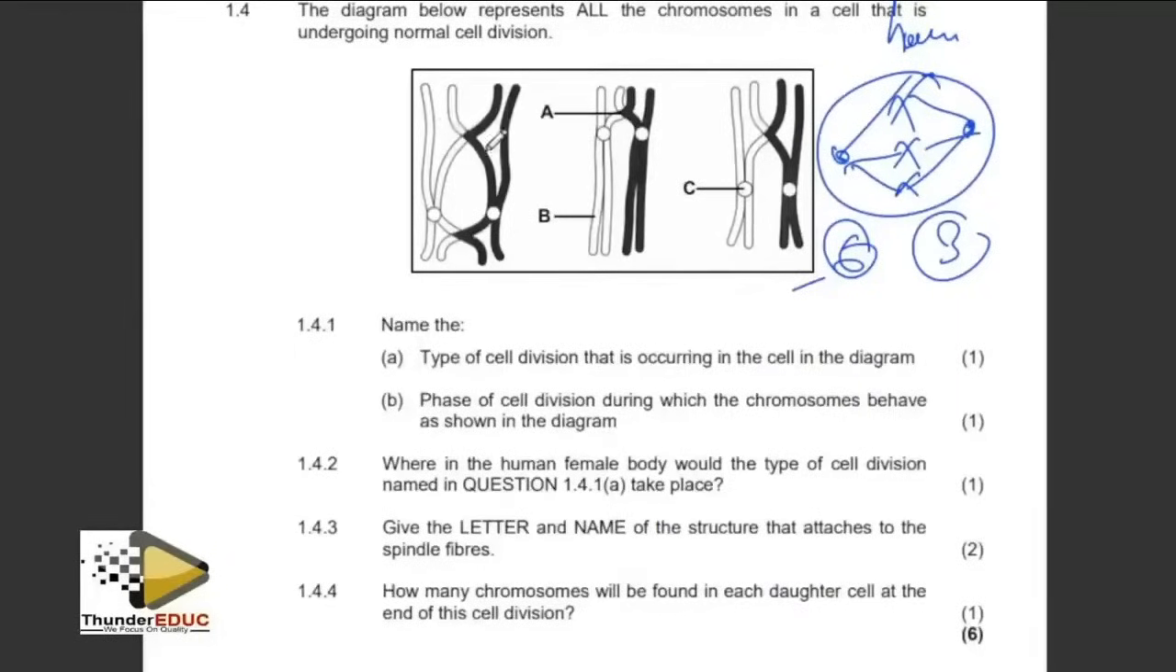This is chromosome 1, chromosome 2, chromosome 3, chromosome 4, chromosome 5, chromosome 6. Because they are still under meiosis 1, at the end of this cell division it will be half the chromosome number, whereby 1, 2, 3, 4, 5, 6. So it means that the answer is going to be 3, I think.